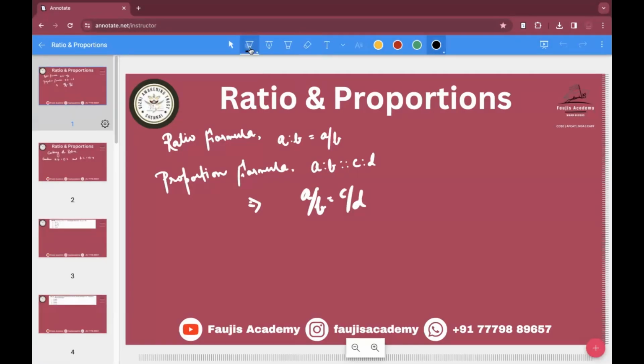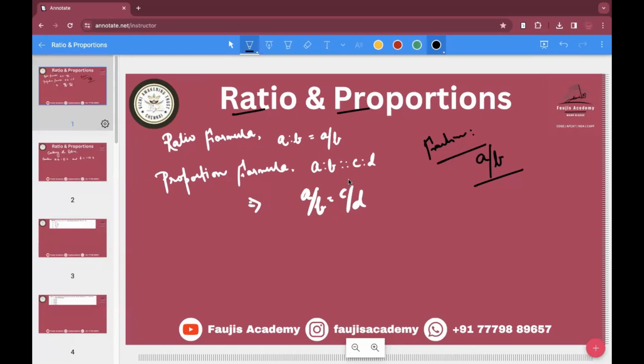So as I mentioned to you, today we are going to study ratio and proportions. Ratio is something which is generally described in the form of fractions. And what is a fraction? Any number which can be explained in the form of a by b, where b is not equal to 0. So these are called fractions.